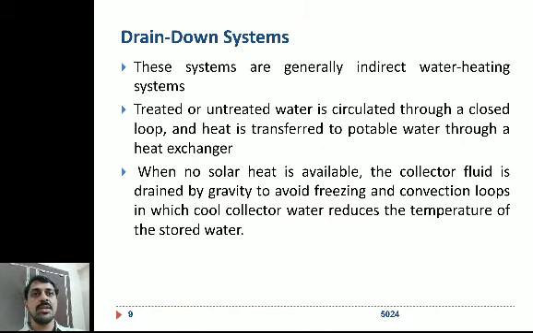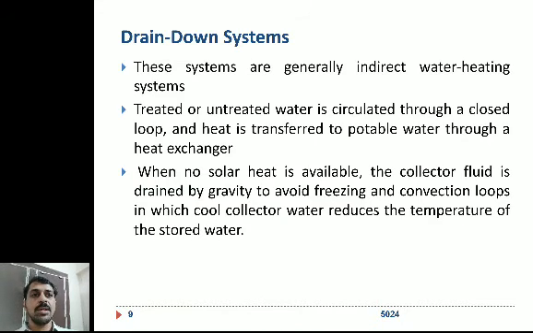Third classification of solar water heater is drain down systems. These are generally indirect water heater systems. The previous one was a direct water heating system. This is an indirect water heating system. Treated or untreated water, that is not applicable for us, is circulated through a closed loop and heat is transferred to potable water through a heat exchanger. So there will be a heat exchanger. I'll show you the diagram.